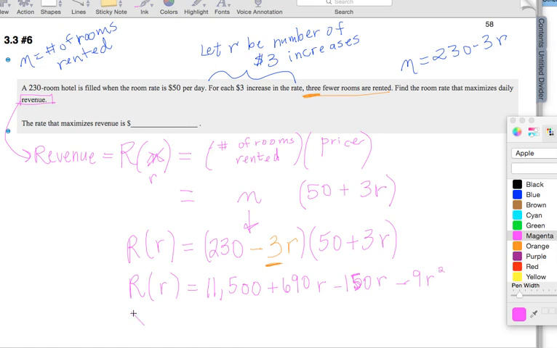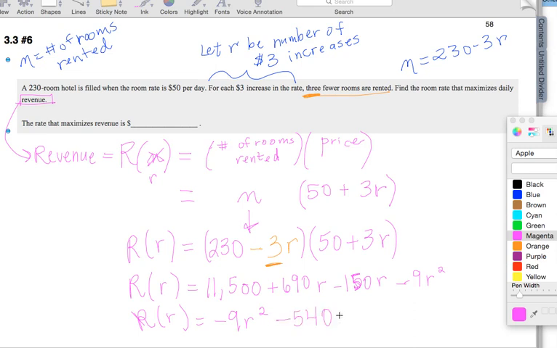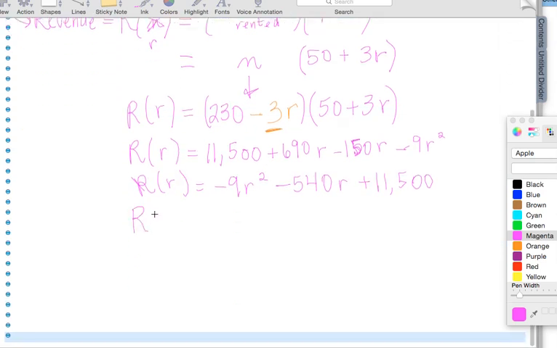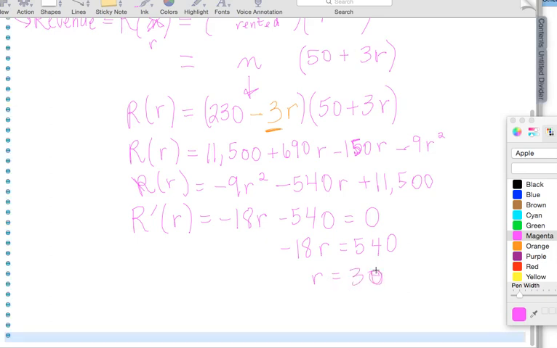Combining these middle terms then, capital R of R. And I'm going to reorder the terms, because usually we have the square term first. It's negative 9R squared, then 690 minus 150 is 540, plus the constant 11,500. Okay, and I need to make some more room here. That looks easy to differentiate, so let's go ahead and put capital R prime. It's negative 18R minus 540. It'll be pretty easy to find where that has a max. So negative 18R equals 540. So 540 divided by 18 is exactly 30, and actually it's negative 30.